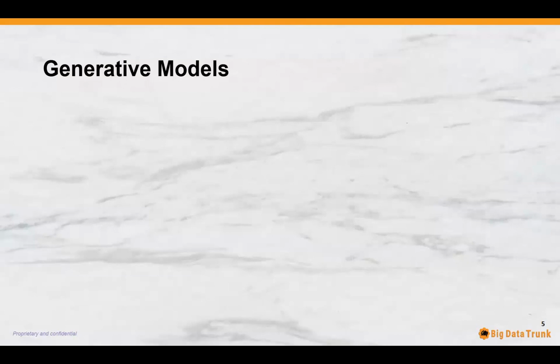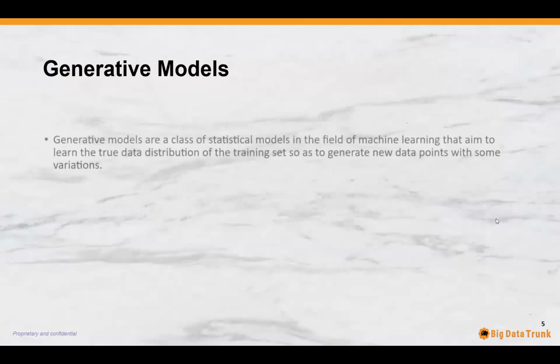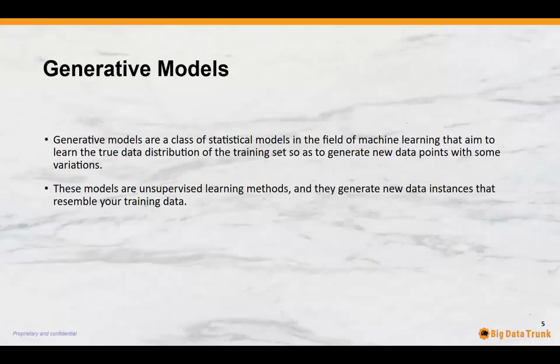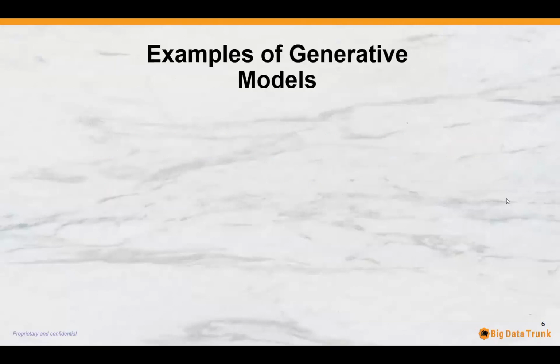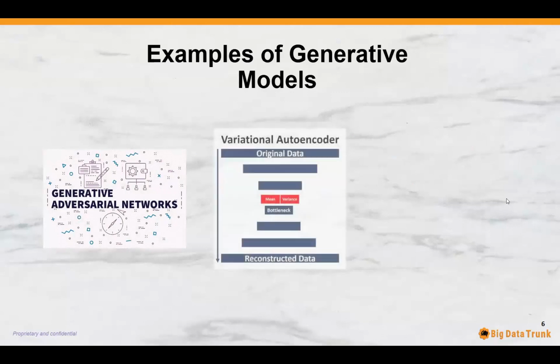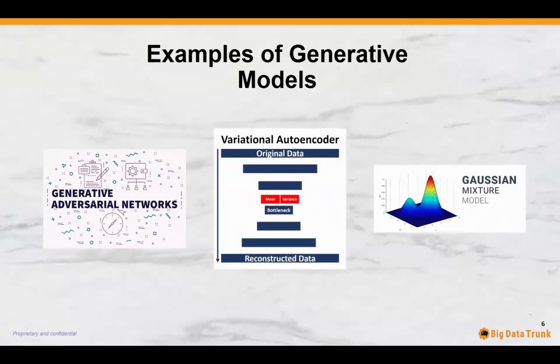Now, generative models in layman language are a fascinating area of technology. They combine both creativity and computing. But in the field of machine learning, generative models are a class of statistical models. They try to understand how the data is distributed in the training set so that they can generate their own data points with some variations. These models come under the unsupervised method category, and they generate new data which resembles the training set that we have provided for them. There are a lot of examples: generative adversarial networks, autoencoders, Gaussian mixture models. All of these are widely used for many tasks.